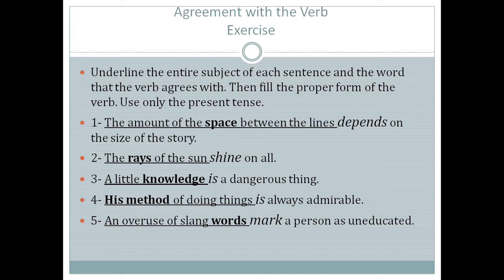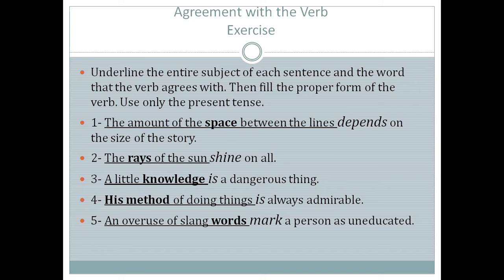So the underlined part, the amount of space between the lines, is the entire subject of the sentence. So 1, 2, 3, 4, 5, 6, 7, 8. You can say that the subject consists of 8 words. It's a long one. So all these words that were underlined comprise the entire subject of the sentence.